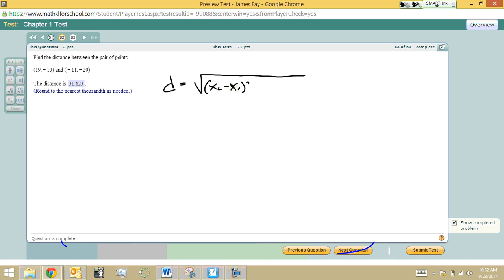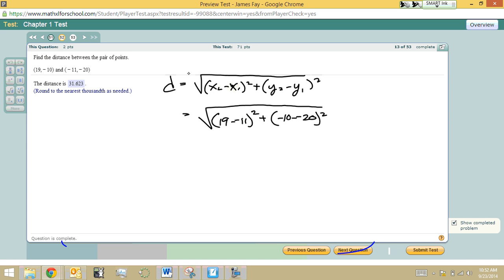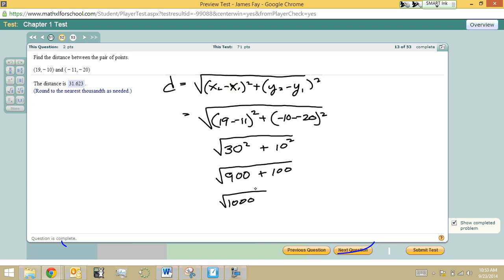x2 minus x1 squared plus y2 minus y1 squared. Subtract your x's, so I'll go 19 minus negative 11 squared. Add to it negative 10 minus negative 20 squared. 19 minus negative 11 is 19 plus 11, which is 30. So 30 squared. And then negative 10 plus 20 will give me 10 squared. Keep the square root of those. So that's 900 and that's 100. So I'm going to take the square root of 1,000.